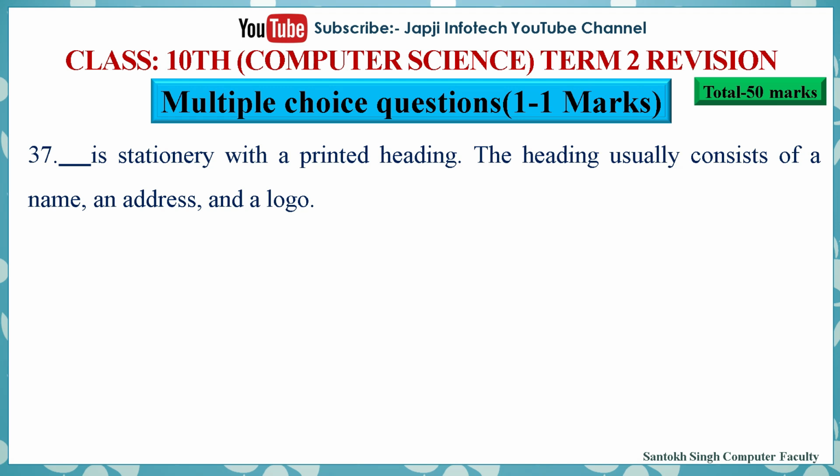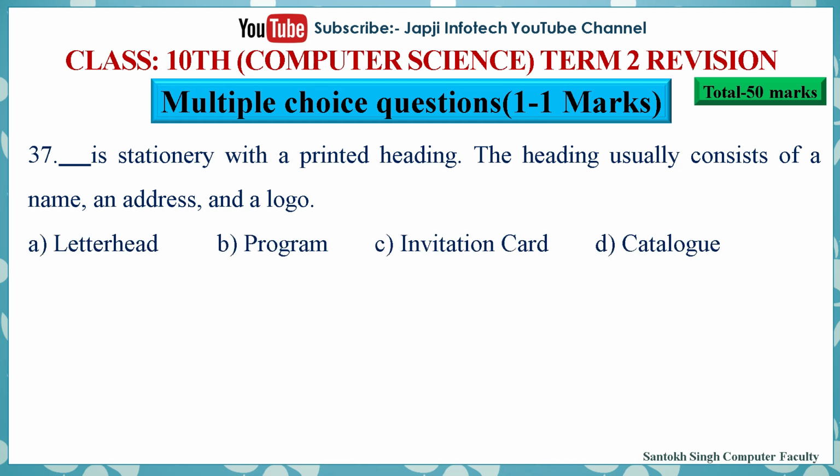And 37th question is, dash is stationery with a printed heading. The heading usually consists of a name, an address, and a logo. And the options are letterhead, program, invitation card, and the last one is catalog. And the right answer is letterhead is stationery with a printed heading. The heading usually consists of a name, an address, and a logo.